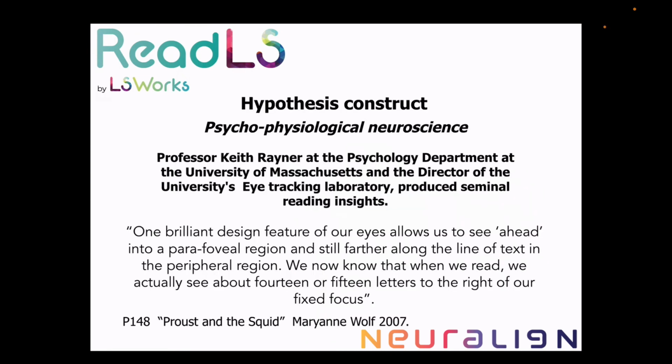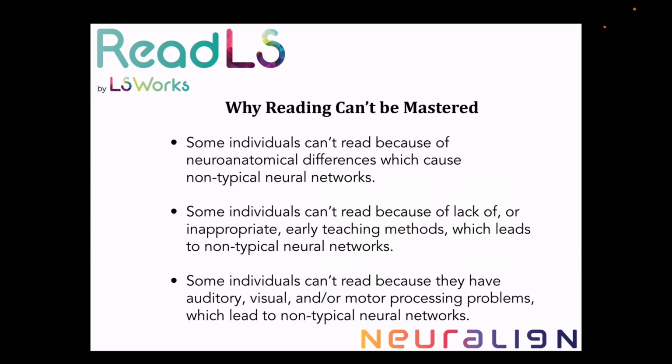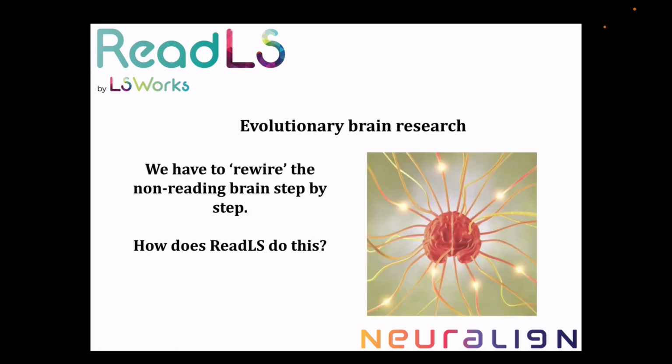One brilliant design feature of our eyes allows us to see in the peripheral region. We know that when we read, we actually see about 14 or 15 letters to the right of our fixed focus. So here are a few reasons why somebody has not developed the reading brain. So we have to rewire the non-reading brain step by step. How does ReadLS do this?